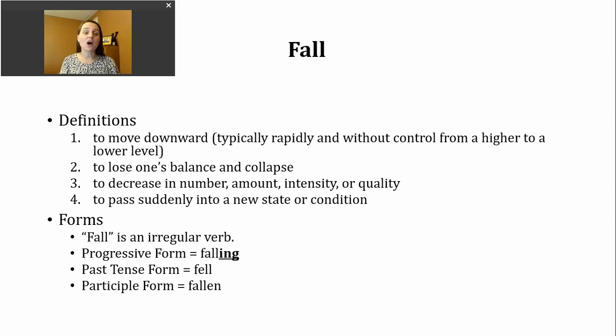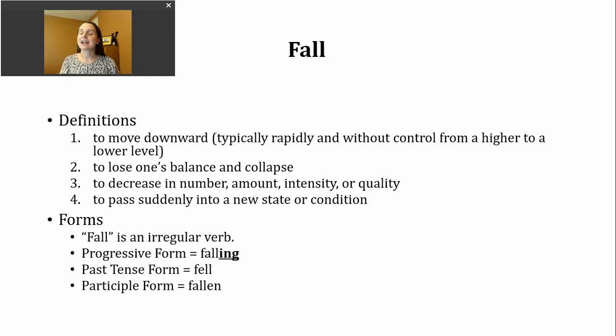Now, these are not all the possible usages or meanings for the verb fall. I've tried to pick out ones that I think you're more likely to hear or see when you're reading. And we'll take a look in a moment at some additional usages through phrasal verbs.